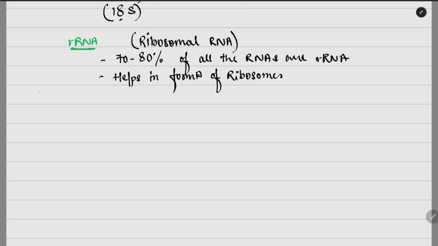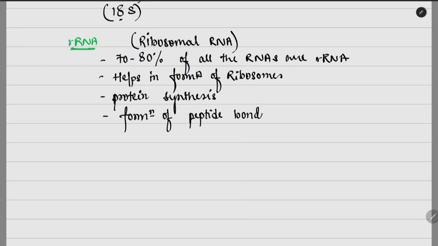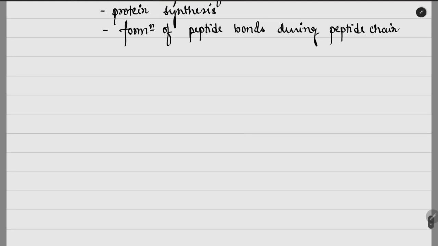They mainly have the function of protein synthesis. As you all know, ribosomes take the main function, that is the formation of proteins. Protein synthesis. They also help in the formation of peptide bonds during peptide chain formation.